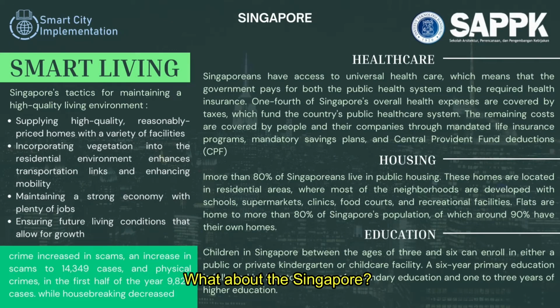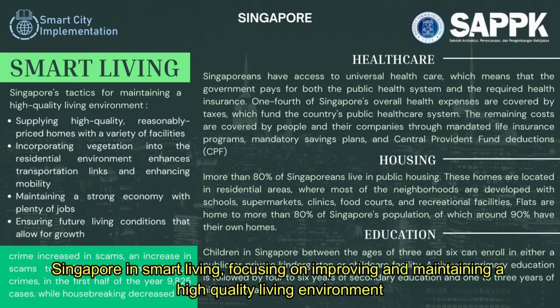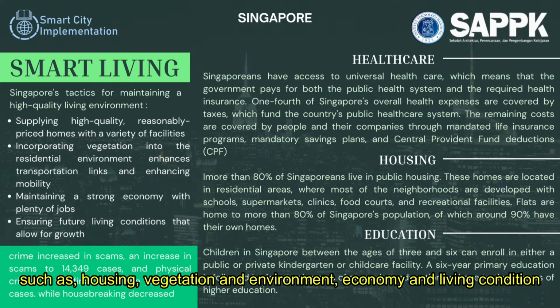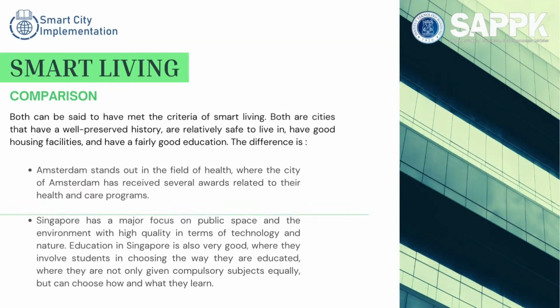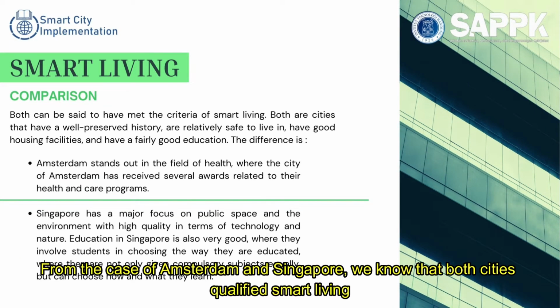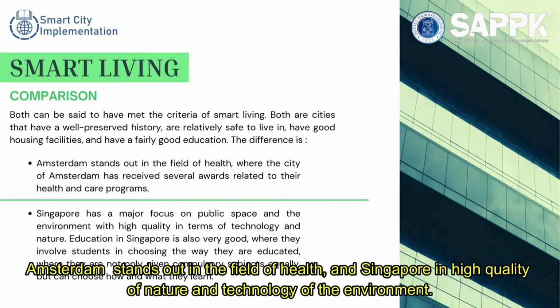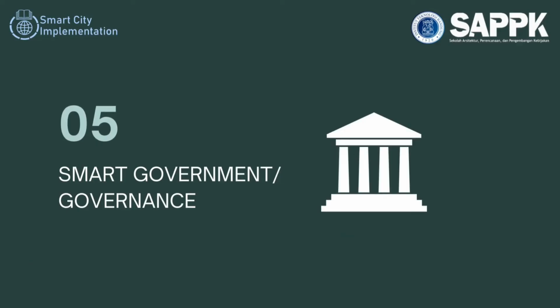What about Singapore? Singapore in smart living focuses on improving and maintaining a high quality life environment such as housing, vegetation, environment, economy, and living condition. From the case of Amsterdam and Singapore, we know that both cities qualified as smart living. Amsterdam stands out in the field of health and Singapore in the quality of nature and technology of the environment.